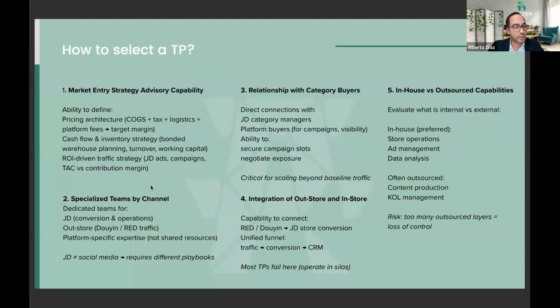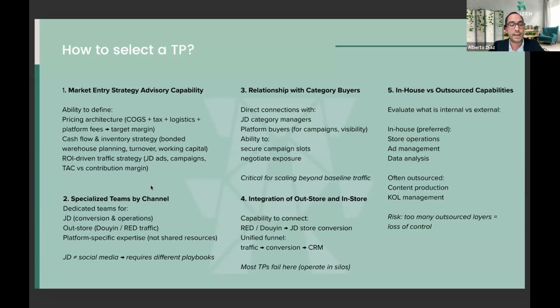It is important, when selecting a TP, to have a few factors in mind. First of all, the TP needs to be able, in my opinion, to communicate at the P&L level with the brand and to understand what a market entry strategy is and guide you through how to enter this platform. But also, looking forward into the future, how to operate the platform in a way that doesn't complicate your Chinese market expansion if you want to go offline or to other channels. So you have a strategy and a P&L communication from the beginning.